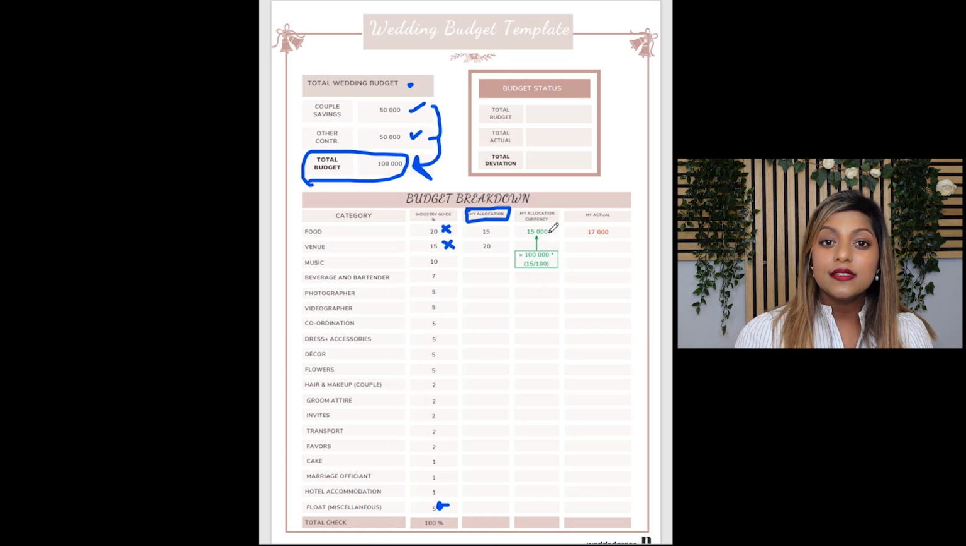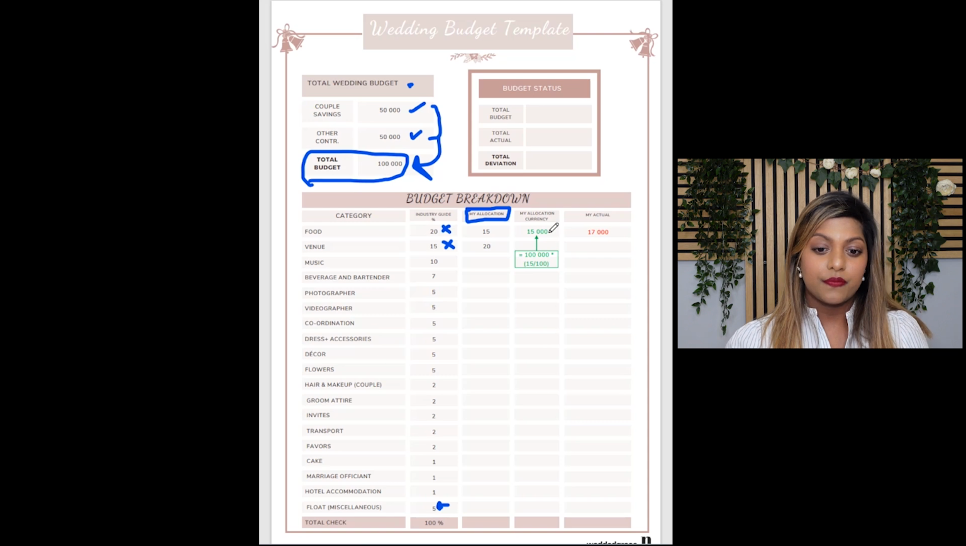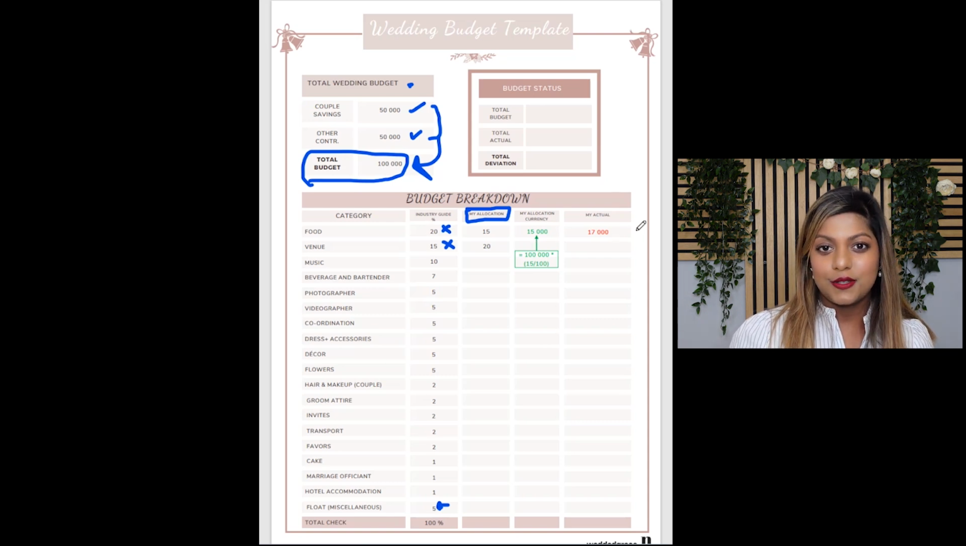It could be rands, it could be dollars, it could be SEK, it could be Australian dollars, New Zealand dollars, pounds, euro, whatever. It's whatever currency you are in. You're just taking the percentage and converting it into a monetary value. We're going to come back to the 17,000 just now.